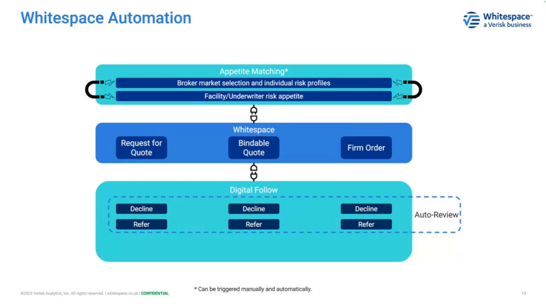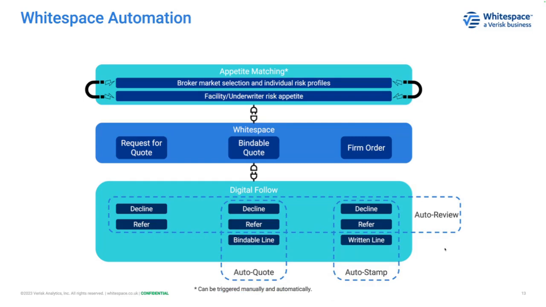So as soon as the underwriter lands into the risk, they're highlighted a concern, maybe it's a limit, maybe it's a country location, a risk location. And so that's auto review. And that is common to a couple of other features that we've built, which is auto quote and auto stamp.